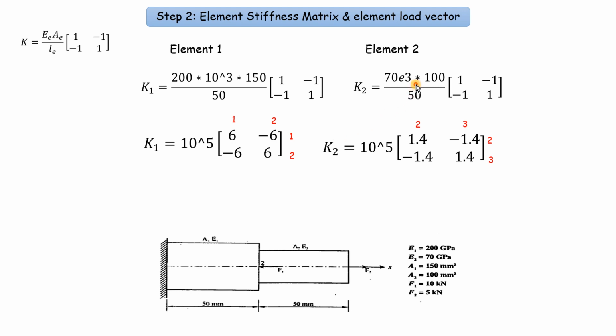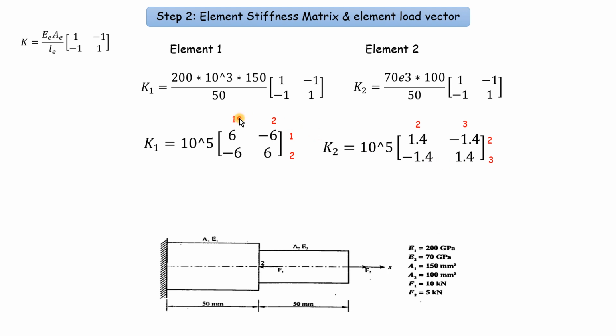Similarly, for the second element, make sure when you are writing the element stiffness matrices, whatever the common term which you get for both the stiffness matrices must be written outside the matrix. Okay, so it will be helpful for the next step. Now, the element stiffness matrix for the second is 10 raised to 5 times [1.4, -1.4; -1.4, 1.4]. This is what you get.